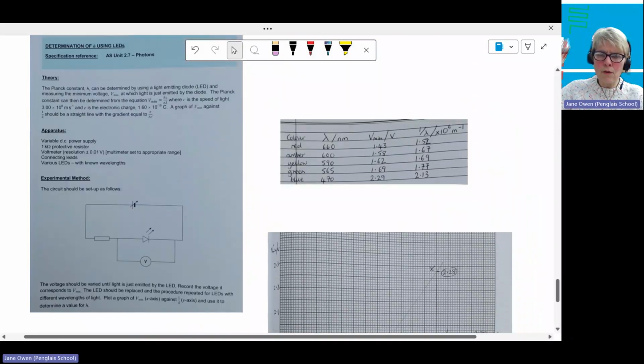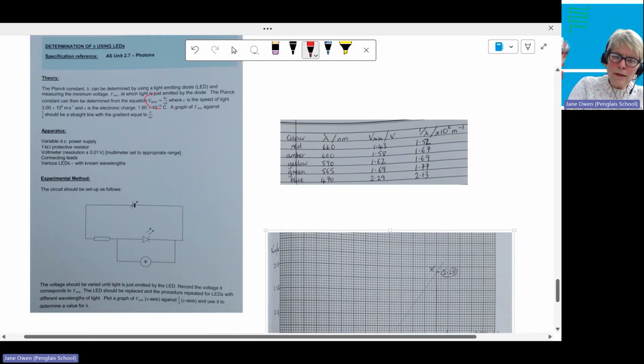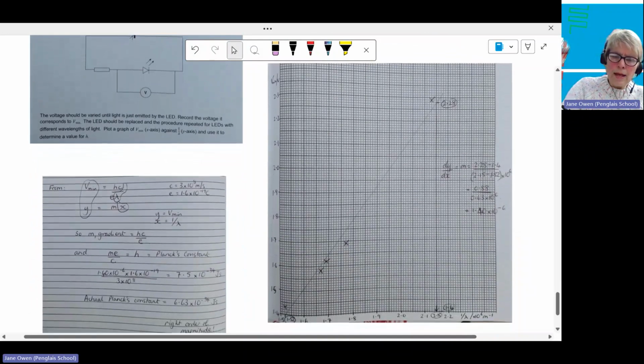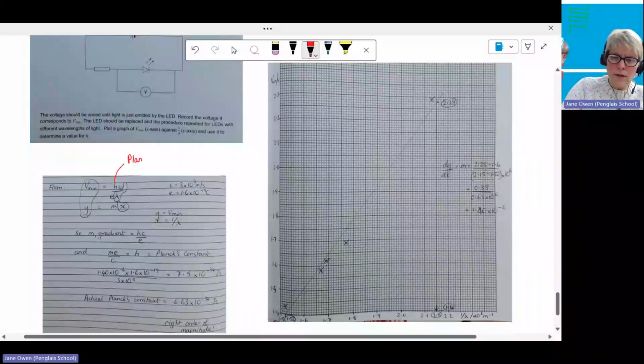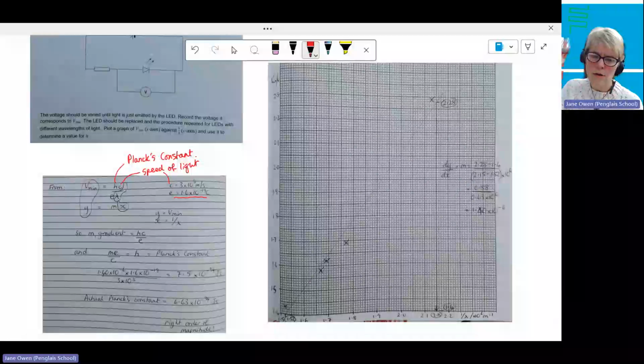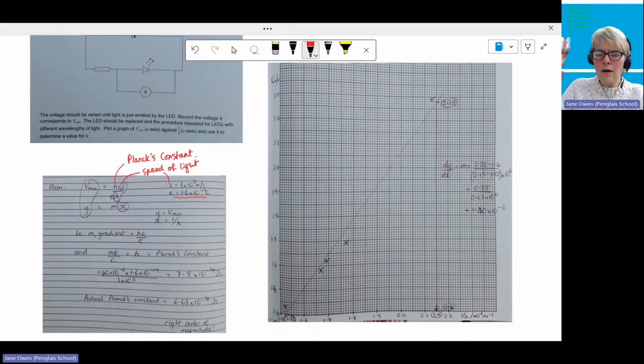So from the equation that you have been given, V min equals hc over e lambda. h is Planck's constant. That's what we're trying to find. I hope you get the opportunity to do this in the lab. c is the speed of light, a constant, 3 times 10 to the 8. e is the charge of an electron, 1.6 times 10 to the minus 19 coulombs. So there are constants there, and there's an equation.